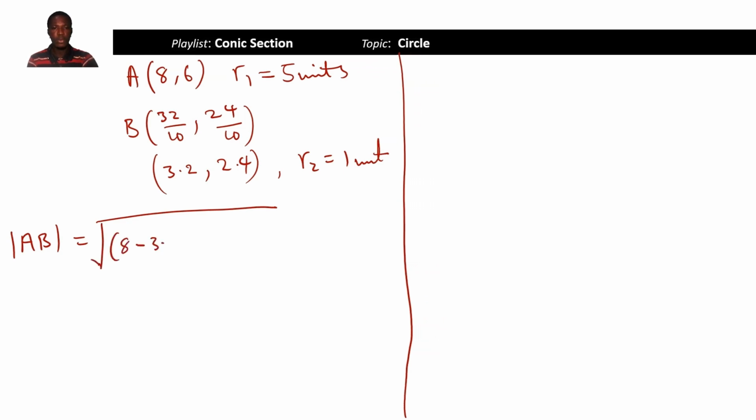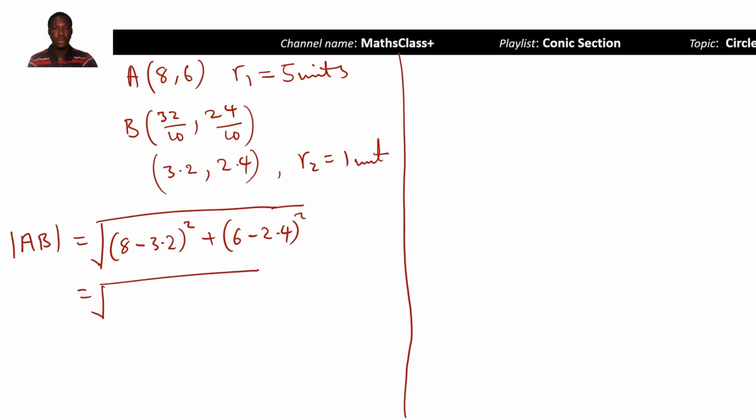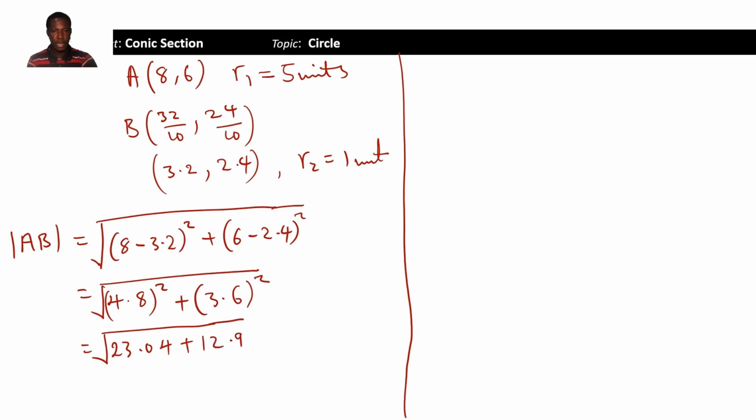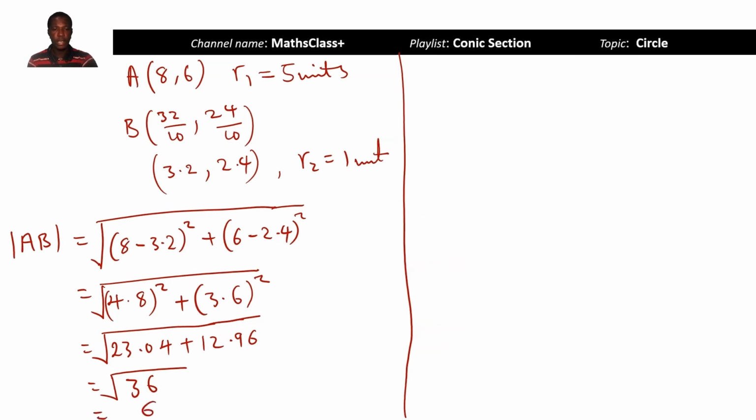Okay, so now we are going to find the distance between the centers AB, and that will be 8 minus 3.2 squared plus 6 minus 2.4 squared, and that will be equal to 4.8 squared plus 3.6 squared, and that is going to give me 23.04 plus 12.96, and when I add the two, I'll get 36, and square root of 36 is 6 units.